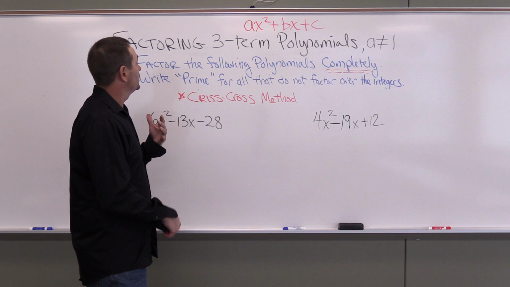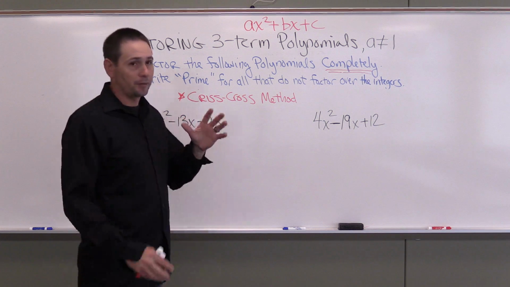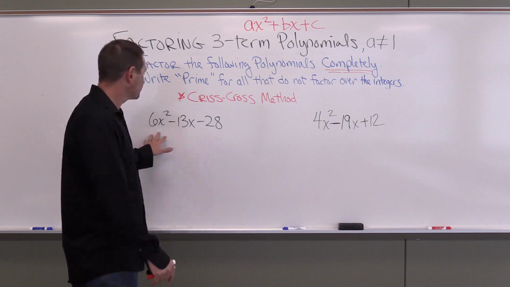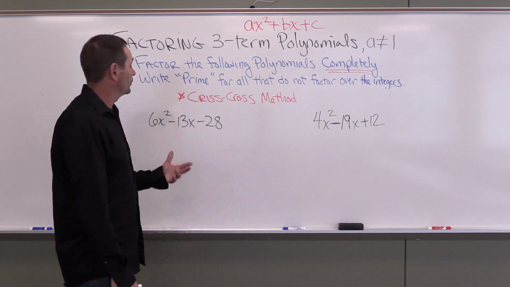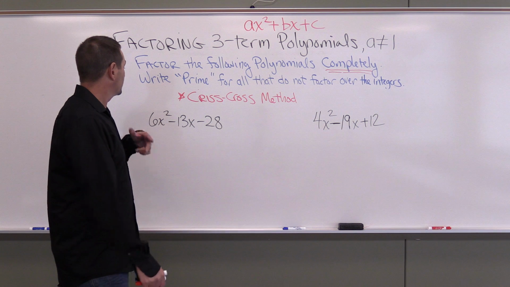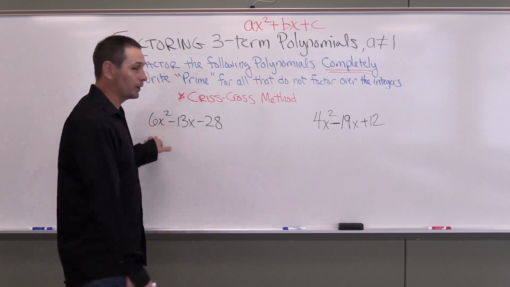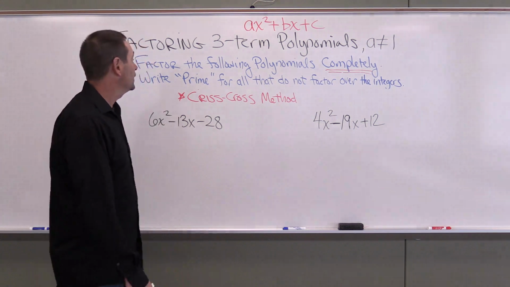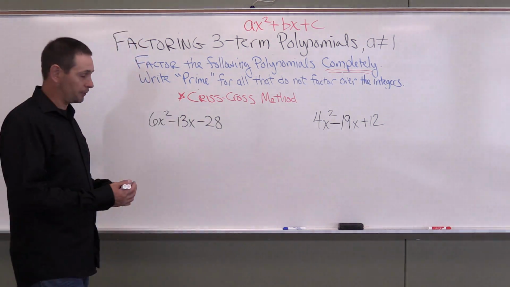But anyways, you run across a problem like this. My first thing when factoring, I'm thinking, okay, GCF. There's no GCF in this problem. Then I recognize it's 3 terms. So I'm thinking, oh man, a is not 1. It's one of the harder ones then. I'm going to have to use one of the methods to solve this, and I'm going to use the crisscross method first.